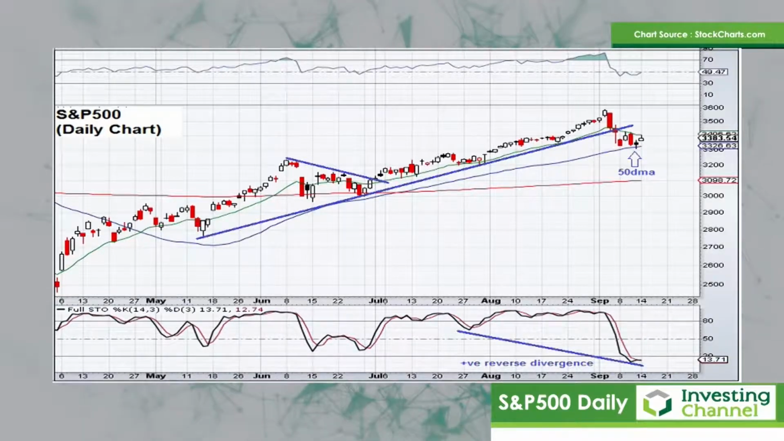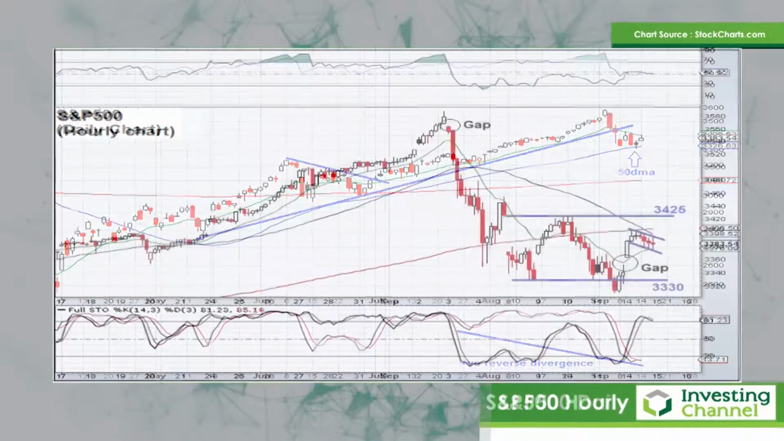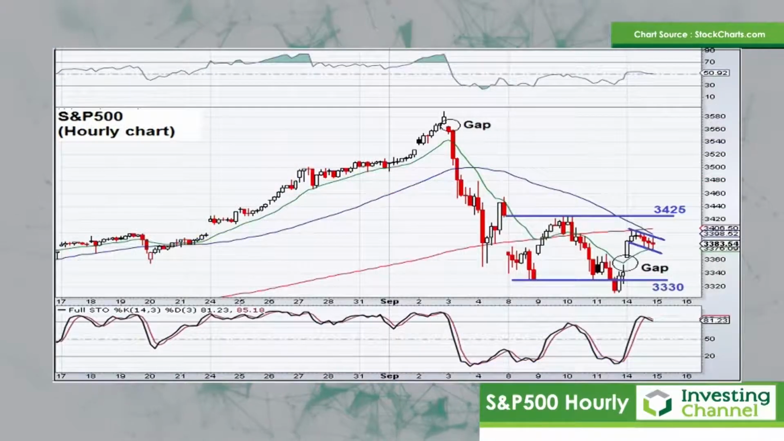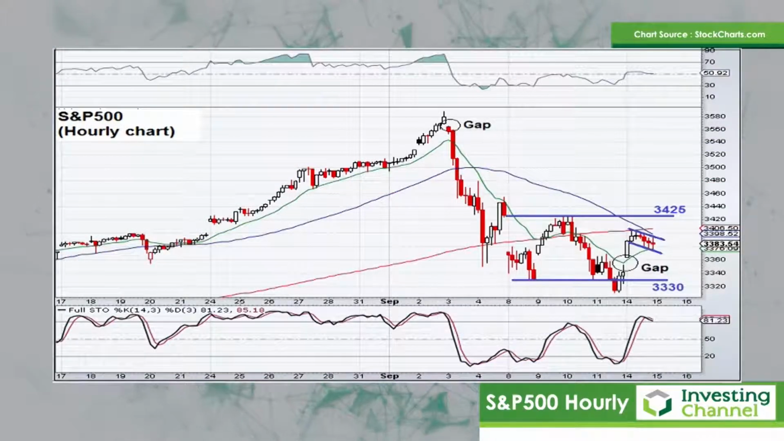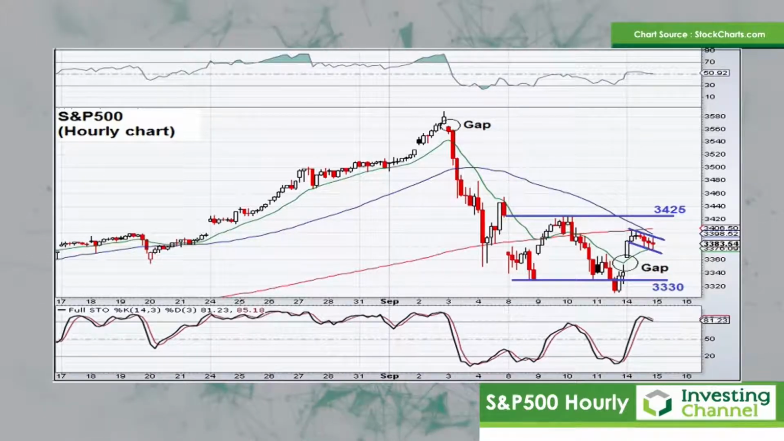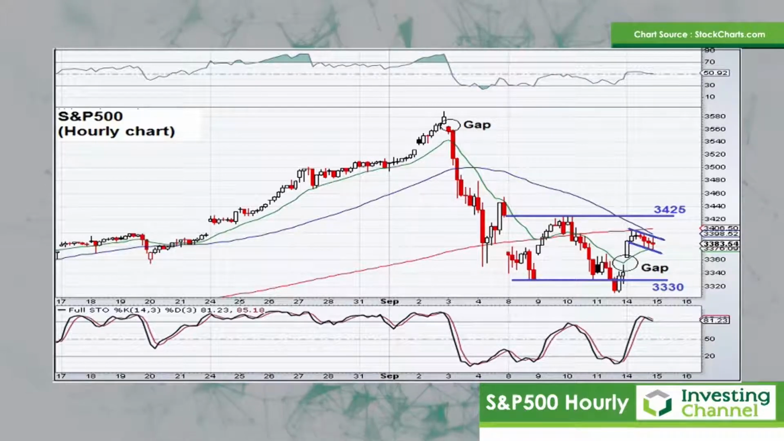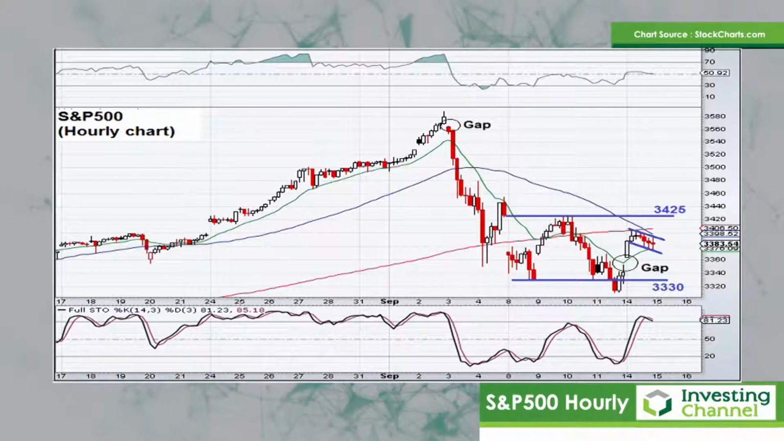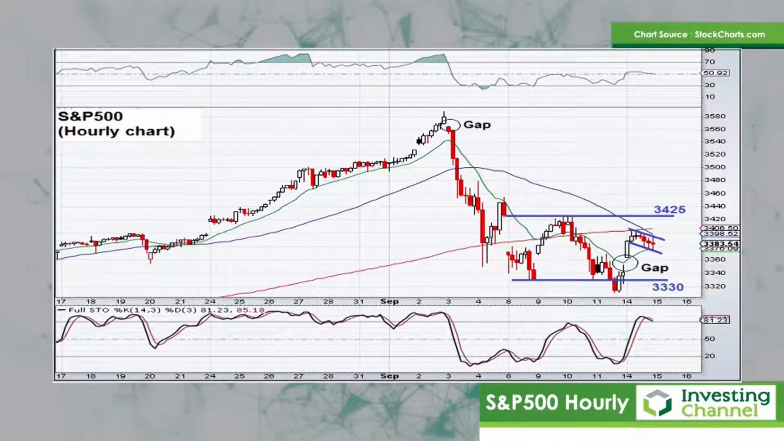If we fast forward and have a look at the hourly chart of the S&P 500, here you can see the recent trading activity in more detail. You can see that recently we saw a break to the downside with a gap up at about 35.60, and that was when the market peaked in early September, and it's since come off the boil a little bit. Now, over the last few days, in the last week really, the market has been consolidating in that area between 33.30 and up to about 34.25.